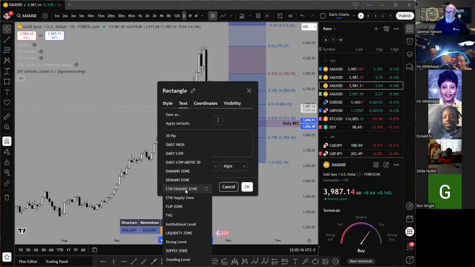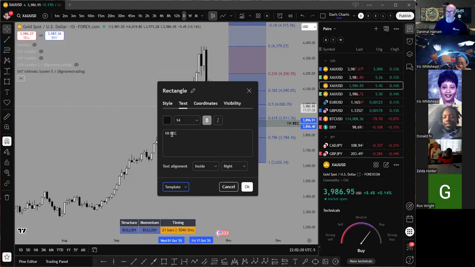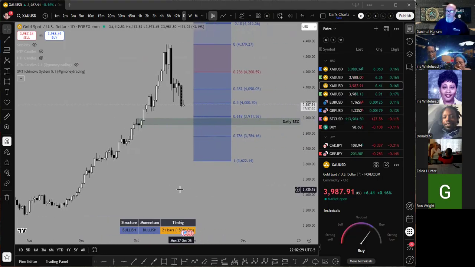See, and we want to call that demand zone daily. So that would be ideal, to see price come back and retest that level. And it possibly could.